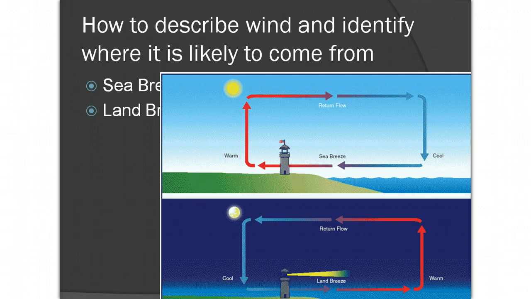And so we can see here that the land cools down faster and gets more dense, while it's warmer out over the water. And so we have the cool breeze moving across the land out and back into the water again.